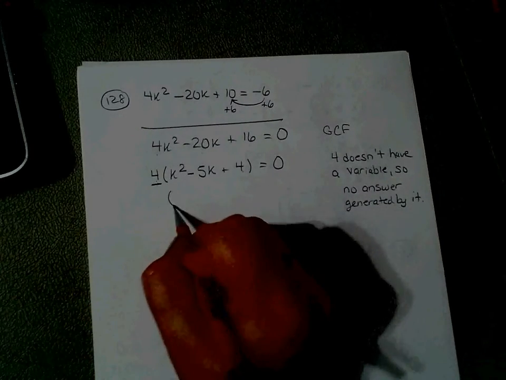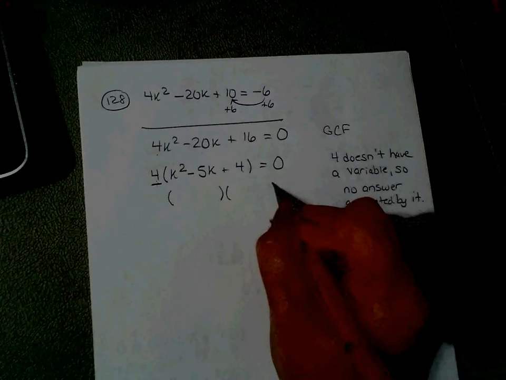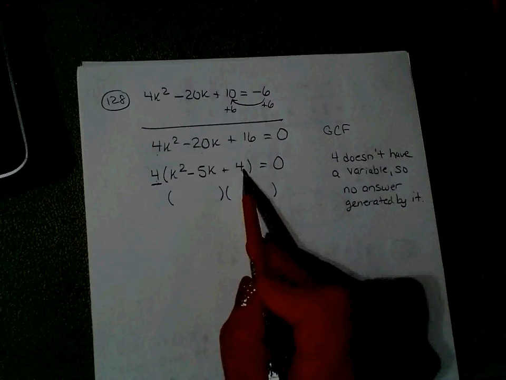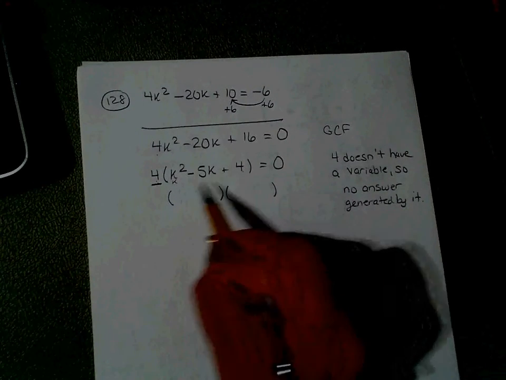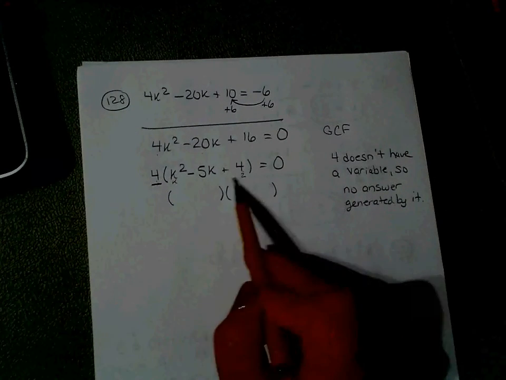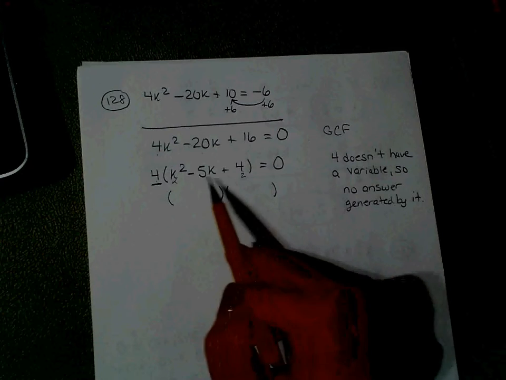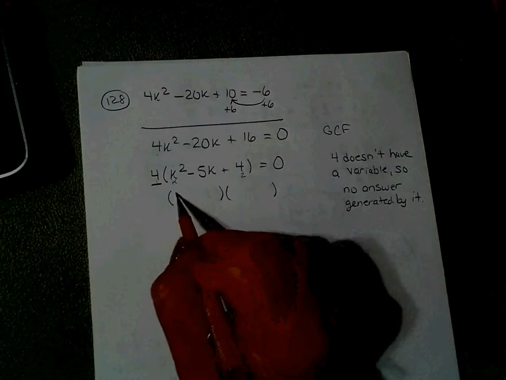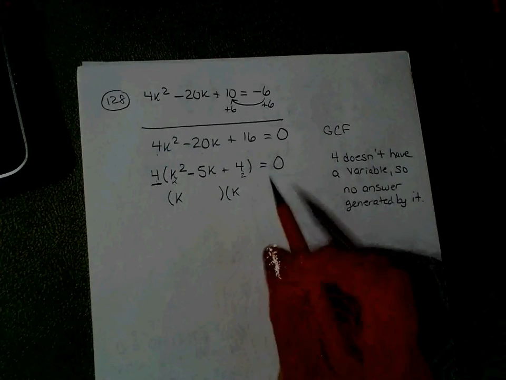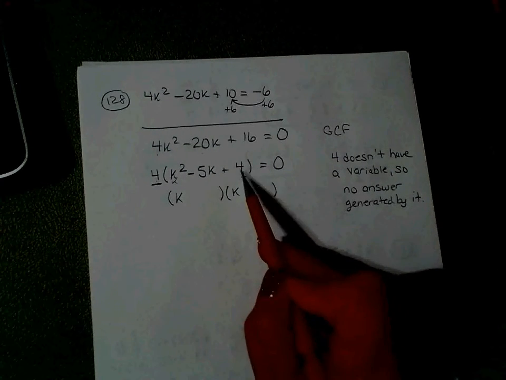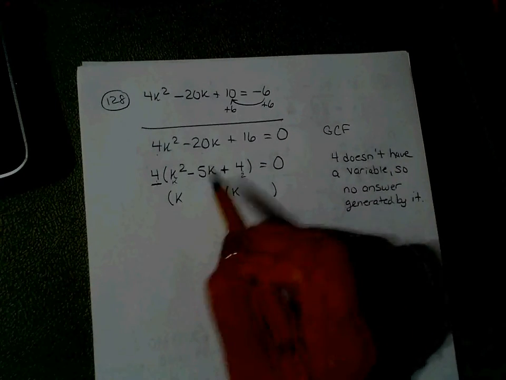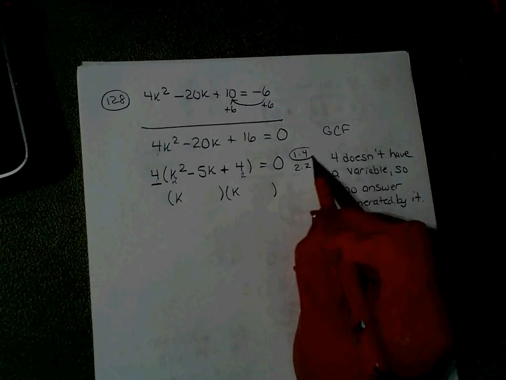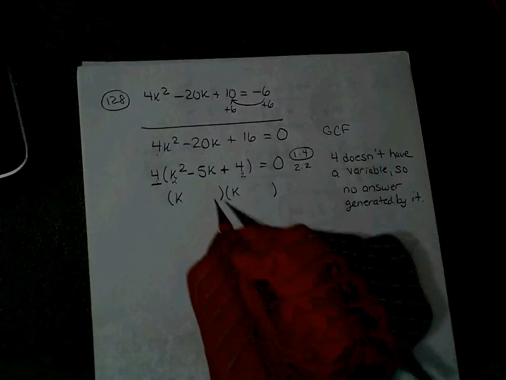Now I look at this. It's a trinomial. Some of you might say, well, it's a PST. That's a square and that's a square. Well, k and 2, multiply them. That's 2k, doubled doesn't give me 5k. So this is not a PST, it's a trinomial. So I put a k there and a k there. Two numbers that multiply to give me 4 but add to give me 5. Well, 1 and 4, 2 and 2, the ones that add to give me 5 are 1 and 4.